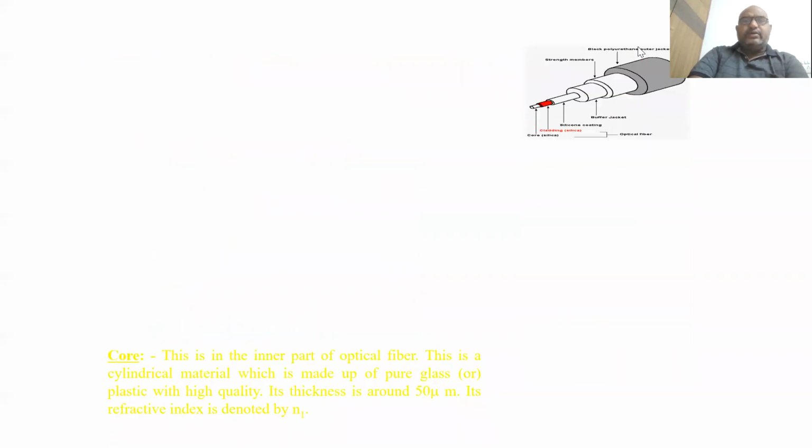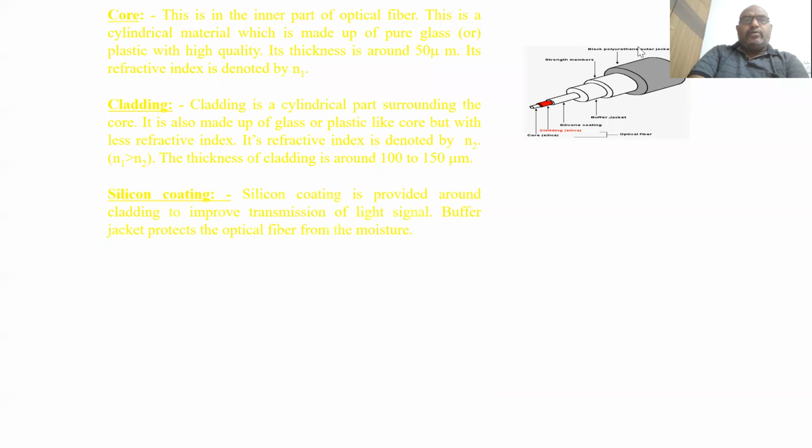The first one is core material. Core is the inner part of the optical fiber. It is a thin linear cylinder. It is made up of pure glass or plastic material. The thickness is around 50 microns. The refractive index of core is 1.48, and it is denoted by N1. The refractive index of core, N1, is equal to 1.48.